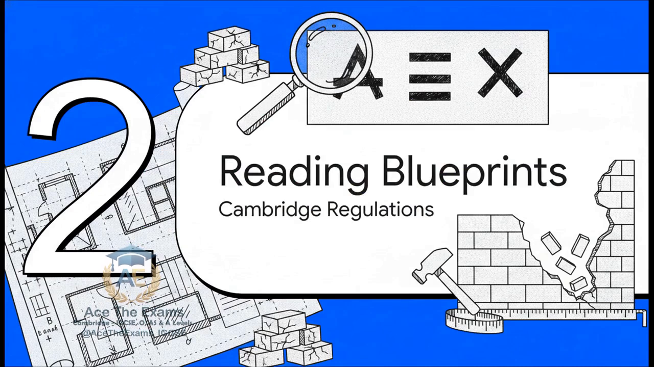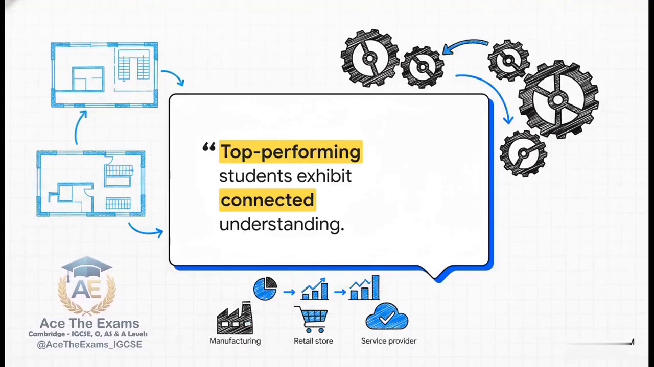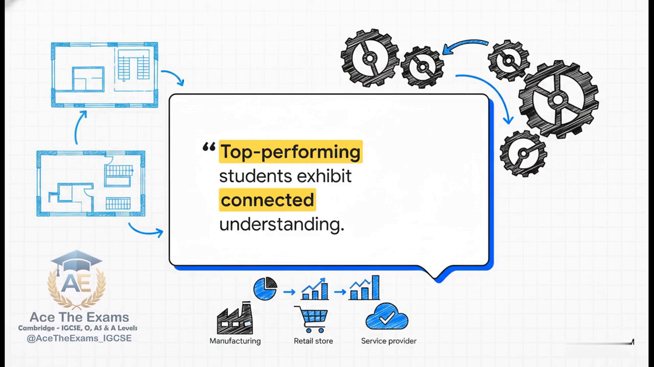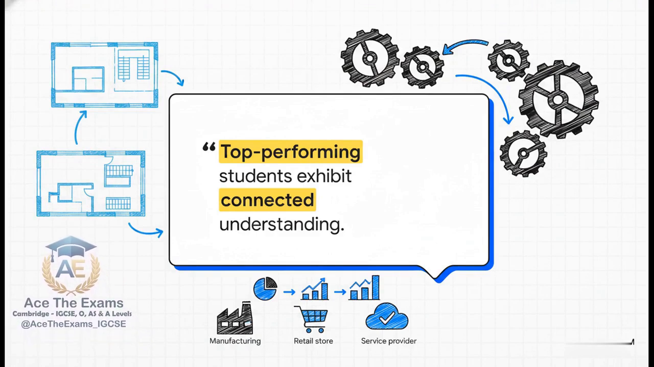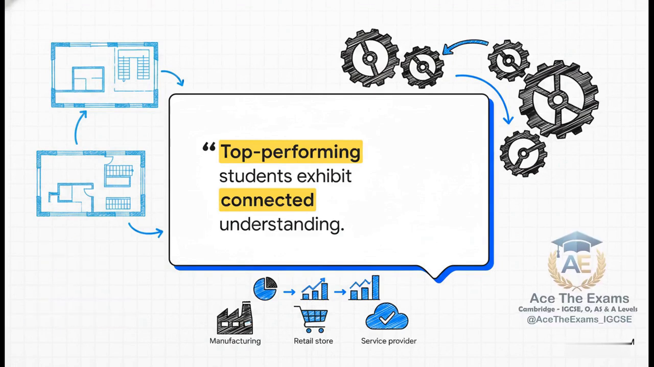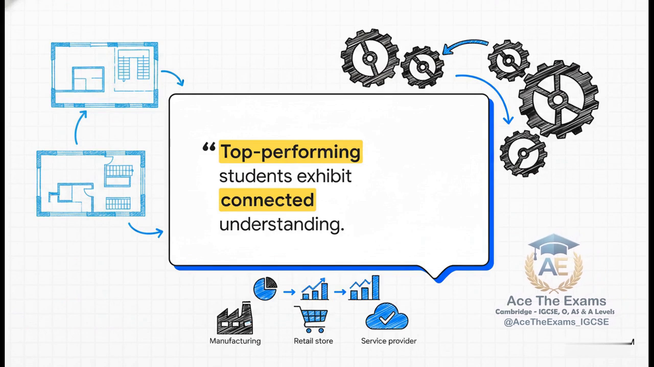Moving on to Phase 2, reading the system blueprint. We need to intimately understand the Cambridge regulations. You need to treat every single mark scheme like a strict building code. If your paragraph violates the code, the examiner demolishes it. 0 marks. We need to look closely at what I call command stress points. These are words in the prompt like analyze, evaluate, and advise.